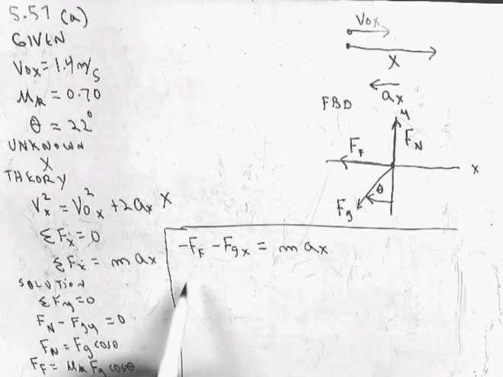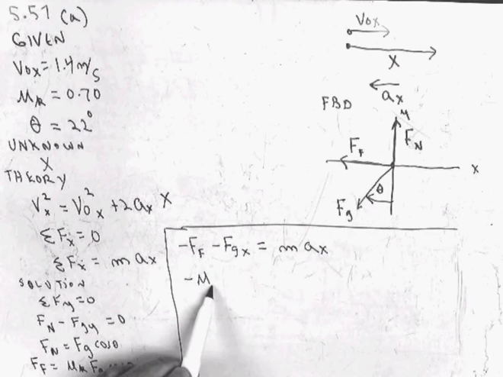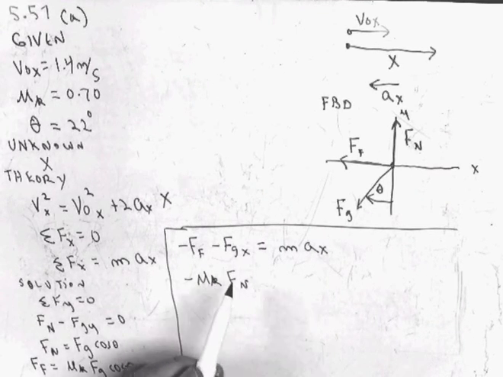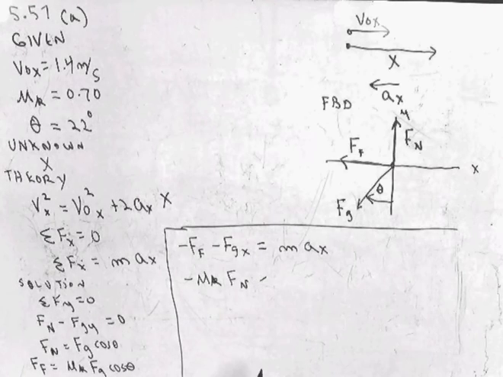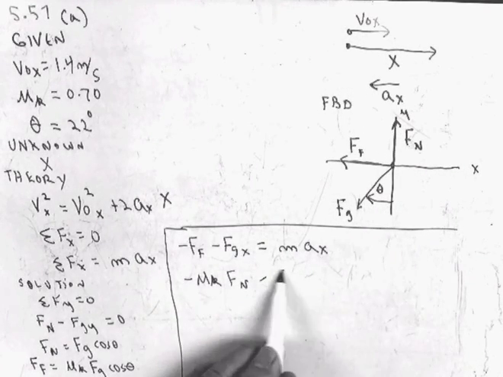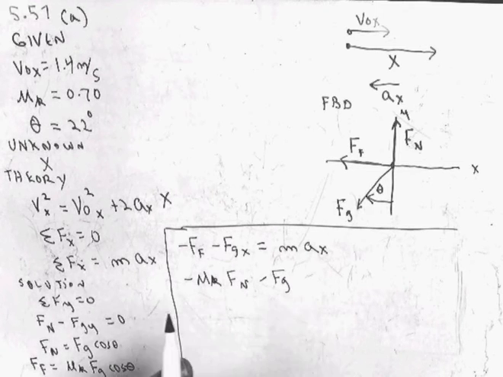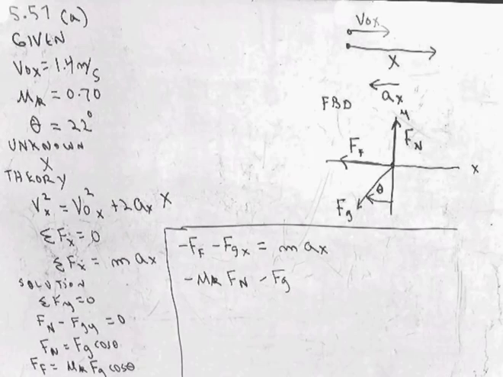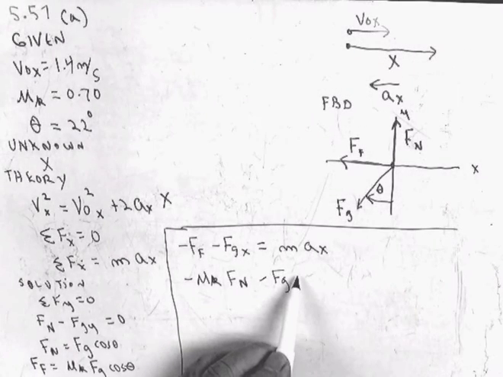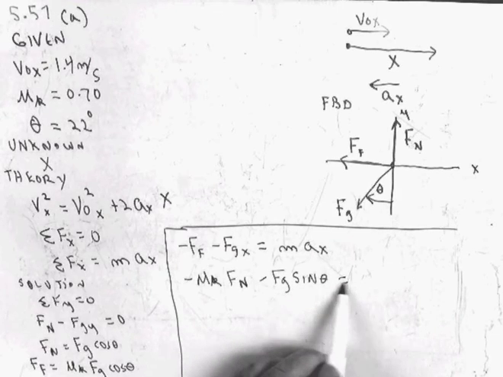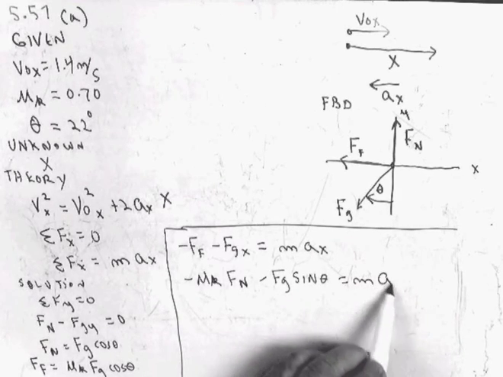Plugging in then the force of friction, minus mu sub k force normal, minus Fgx. Okay, the x component is Fg. It's supposed to be an N, that doesn't look much like an N, does it? Okay, Fg times the sine of theta, and that equals m times a sub x.